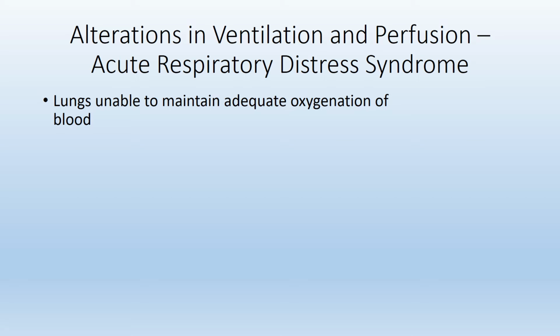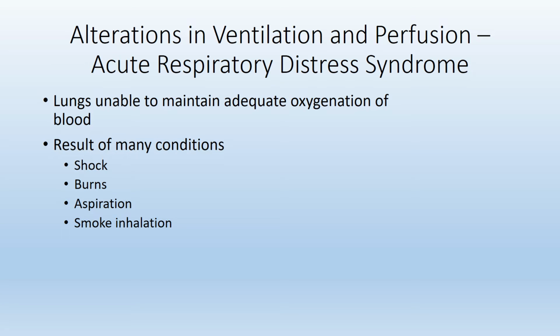All right, in this audio lecture, we're going to be covering acute respiratory distress syndrome. Acute respiratory distress syndrome is really an indicator of failing lungs, right? Now your lungs aren't able to perform their job, which is to exchange gases, and so we see an inadequate level of oxygenation in our blood. Now, this condition can be the result of several different conditions.